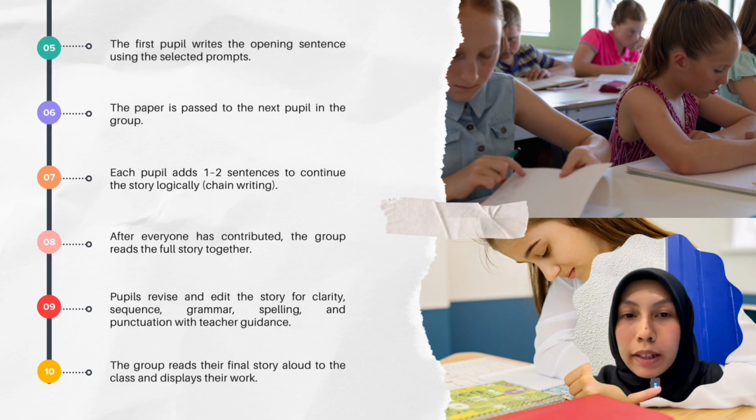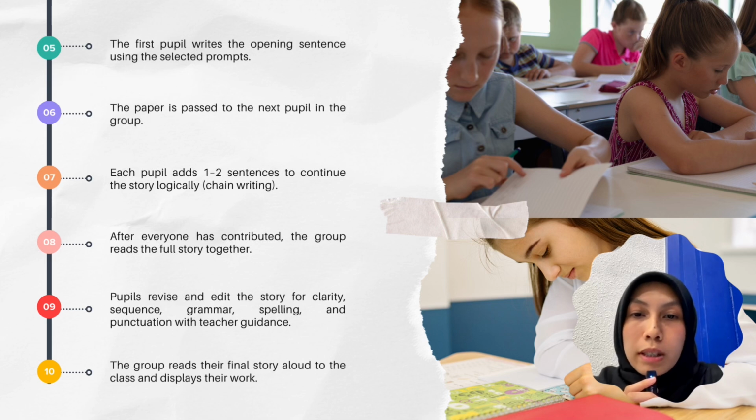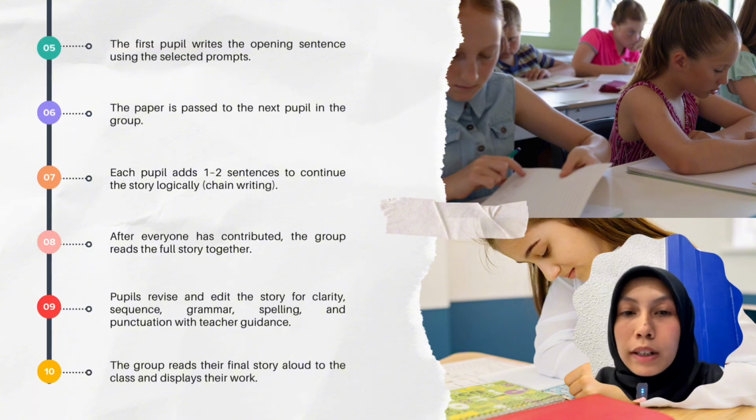And step 9, revising and editing with teacher guidance. Pupils improve unclear parts, add missing details, and correct grammar, spelling, and punctuation with their peers' guidance or the teacher's guidance. So the teacher moves around to assist and suggest better vocabulary where needed.